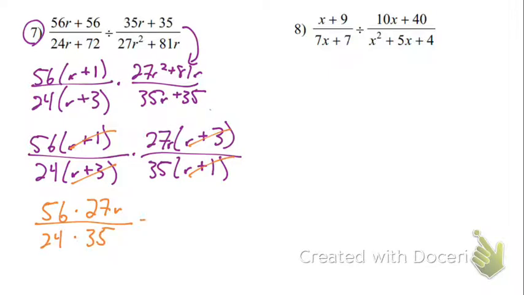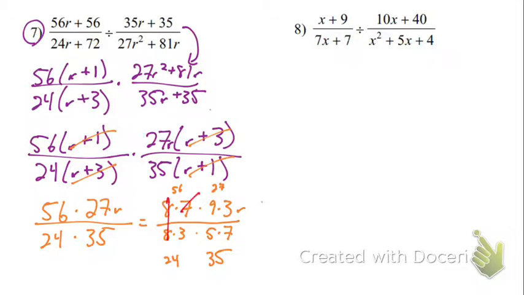So let's break it up into some big factors here. 56 is the same thing as 8 times 7. 27 is the same thing as 9 times 3, and I have an r there. 24 is the same thing as 8 times 3, and 35 is the same thing as 5 times 7. So I'm doing this instead of getting a huge number and having to work all the way down. The reason I did that is because the 8s go away, now the 7s go away, these 3s go away, and all I'm left with is 9r over 5. And that's how you take care of that problem right there.